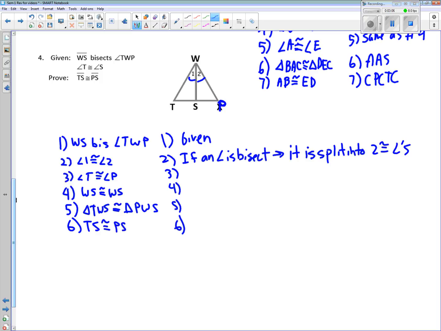Angle T is congruent to angle P, that's given. WS is congruent to WS, that's just a reflexive property. And then now we have congruent triangles by 2 angles and a non-included side. So then all the corresponding parts are congruent by CPCTC.